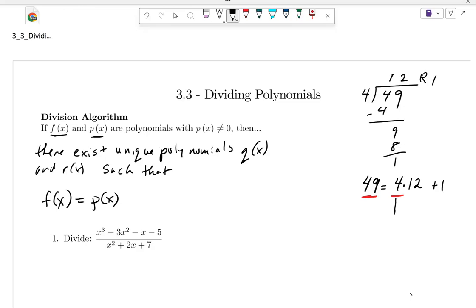We divided by 4. What did we call this thing that we're multiplying by the 4? The quotient. That's why we're using the letter Q here, right? So this will be p of x times q of x. What do we call this thing on the end? The remainder. So guess what? That's why we used an R here.